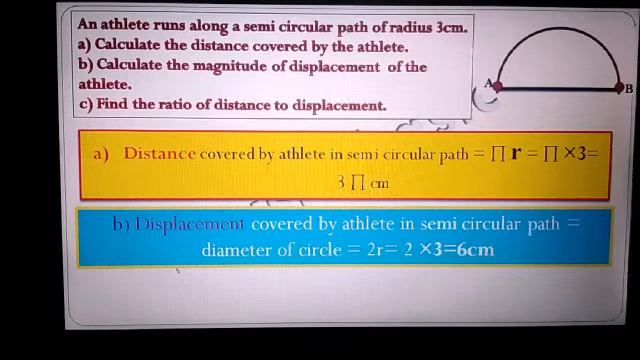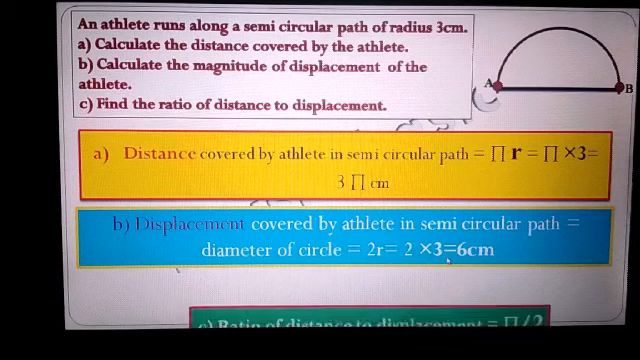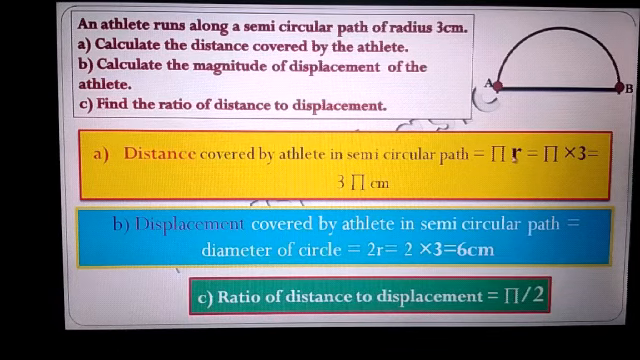Now in this case, displacement is from the initial point to the final point. Here the initial point is this and the final point is this. So this will be the displacement, that is equal to the diameter of the semicircle. Now diameter is equal to 2r, twice the radius. So it will be 2 into 3, that is equal to 6 centimeter. Ratio of distance to displacement: distance is pi r, displacement is 2r. So pi r divided by 2r will give you pi by 2. This ratio of distance to displacement is independent of radius r.